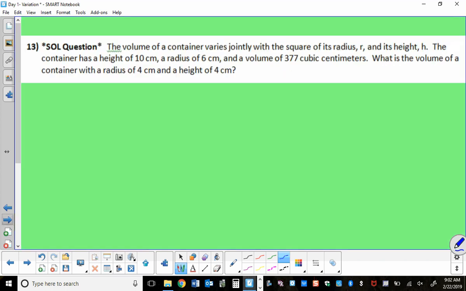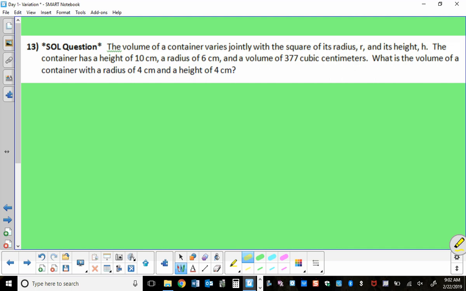Okay. That's the wall question. All right. It says, the volume of a container varies jointly with the square of its radius, which is r, and its height, which is h. The container has a height of 10 centimeters, a radius of 6, and a volume of 377 cubic centimeters. What is the volume of a container with a radius of 4 and a height of 4?